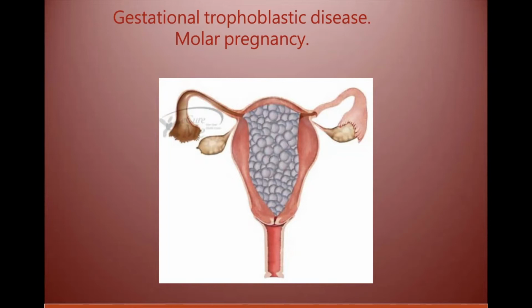And during molar pregnancy, the stroma of chorionic villi will change its structure, begin to swell and fill up with liquid, and turn into bubbles of different size. Here in the picture, you can see the uterus, and inside the uterus there are bubbles of different size and different shape, which are made from the stroma of chorionic villi.